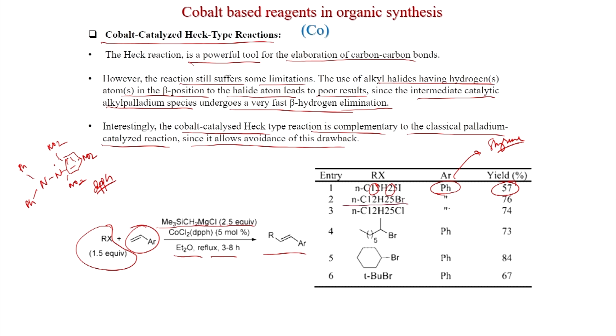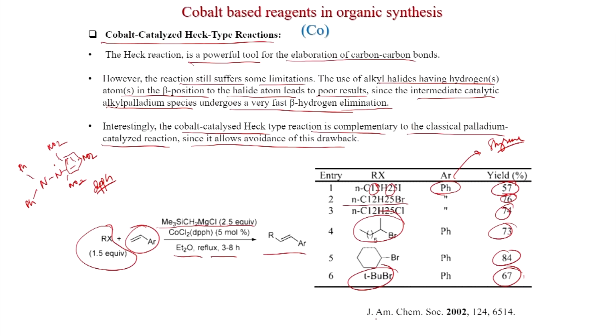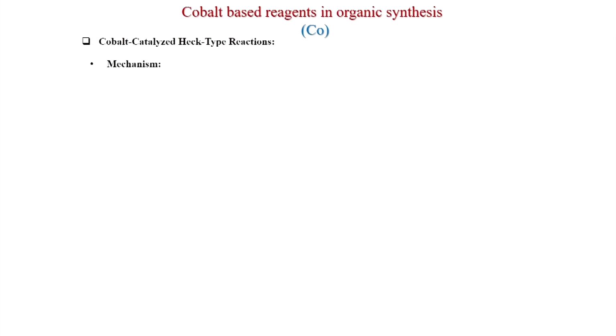n-C12H25Br, you get 76%, here also 74%. Also secondary alkyl bromide can be used, you get 73%. Cyclohexyl gives 84%, and tertiary butyl can also be used in this Heck coupling, and you can get 67% yield. So, this is very interesting. Primary, secondary and tertiary alkyl halides can be used in this Heck coupling. This was published in JACS 2002.